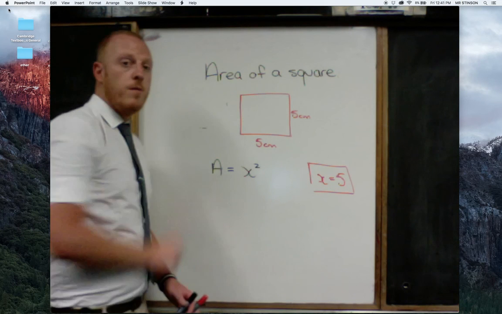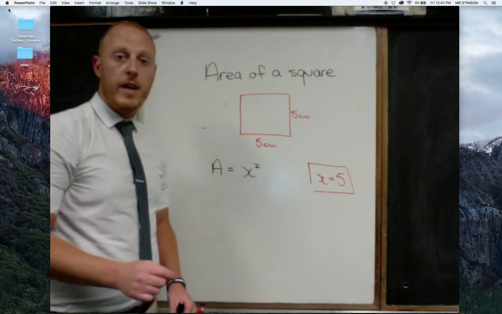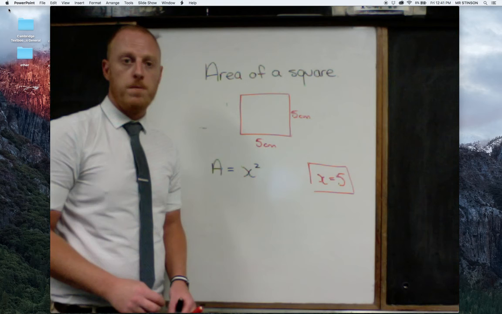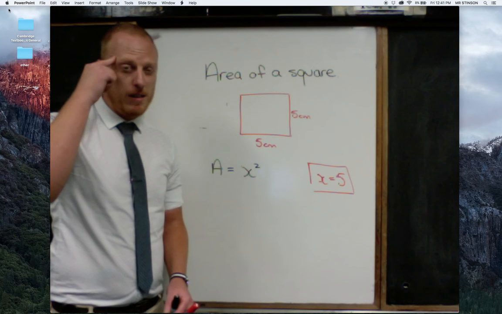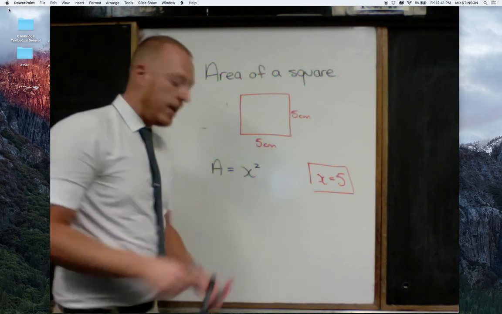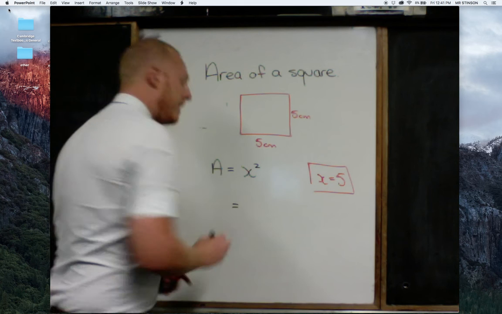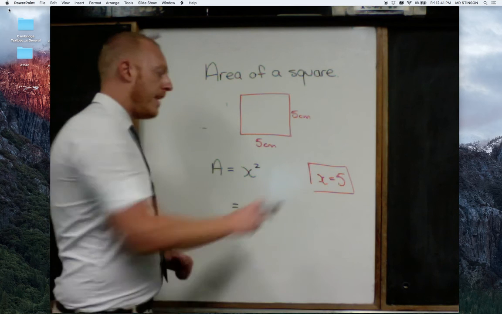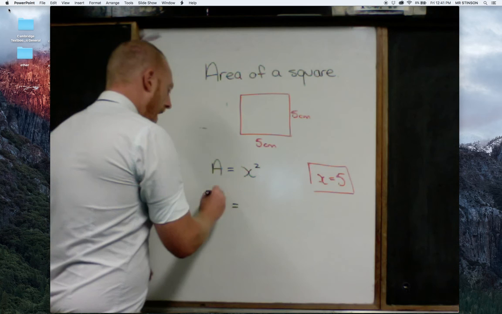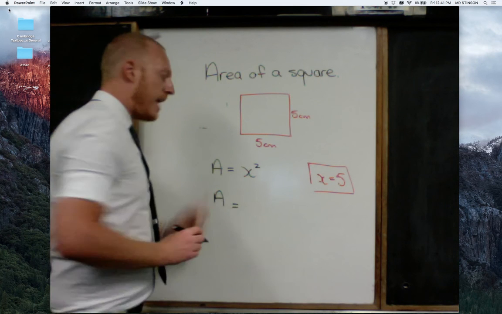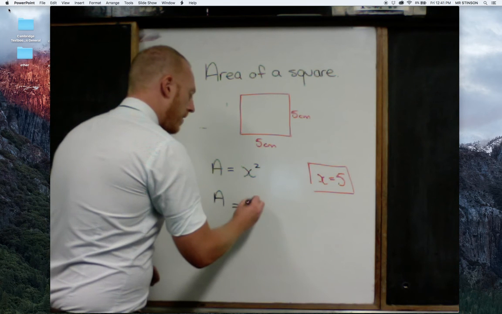We've done step 1. We've written our formula. We've done step 2. We've written our values on the right-hand side. Now we need to do step 3. Have a think about it. Correct. What we need to now do is substitute our value for x into the formula. And A no longer equals x squared. A now equals 5 squared.